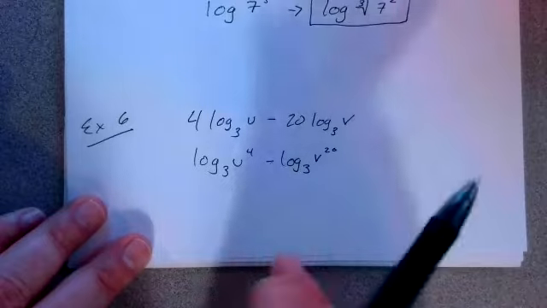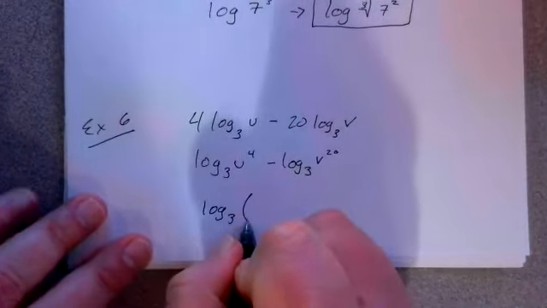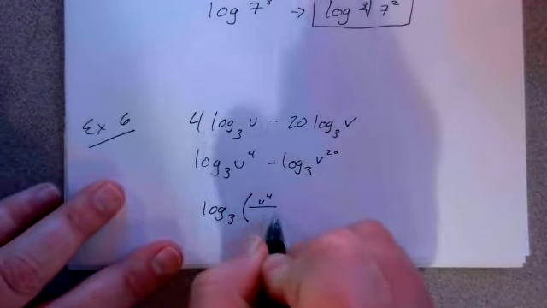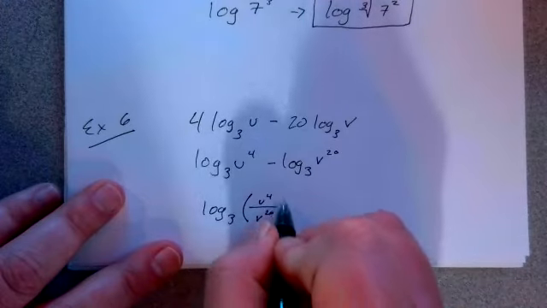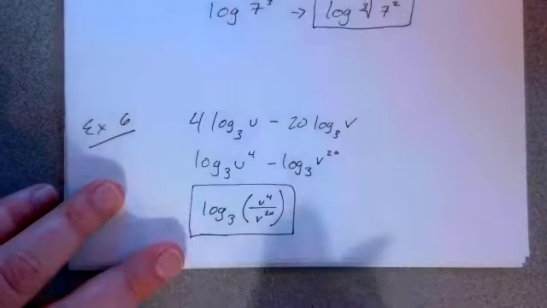Now, since I don't have any multipliers in front, I can take my arguments. Since it's subtraction, I'm going to make it a division. So I end up with log base 3 of u to the 4th in the numerator, and v to the 20th in the denominator. And that is as far as I can take it.